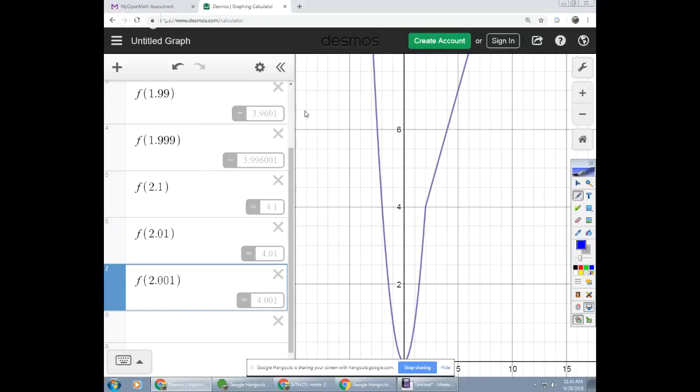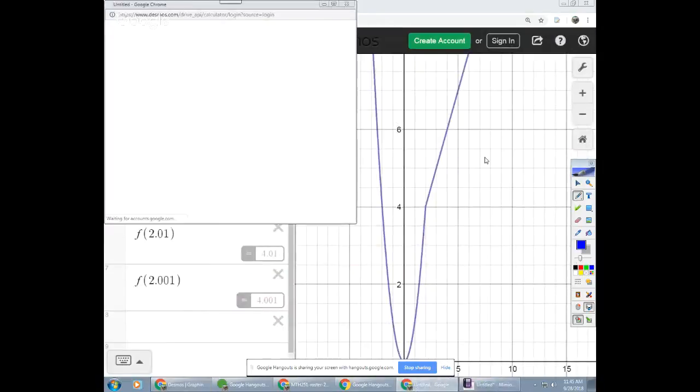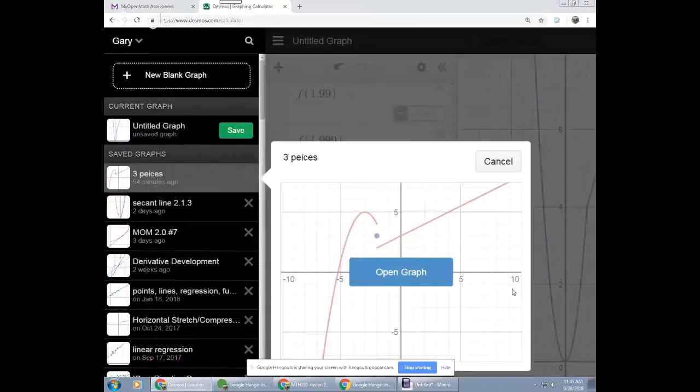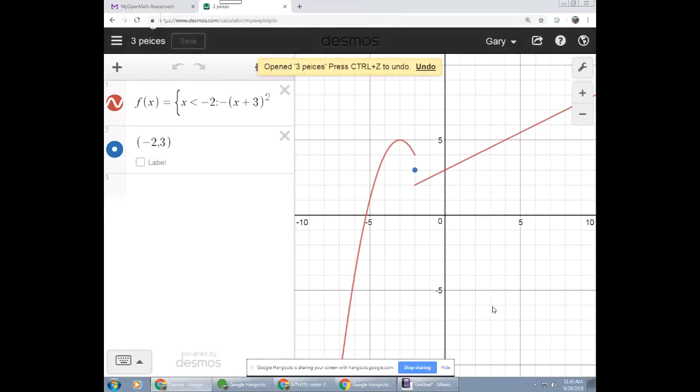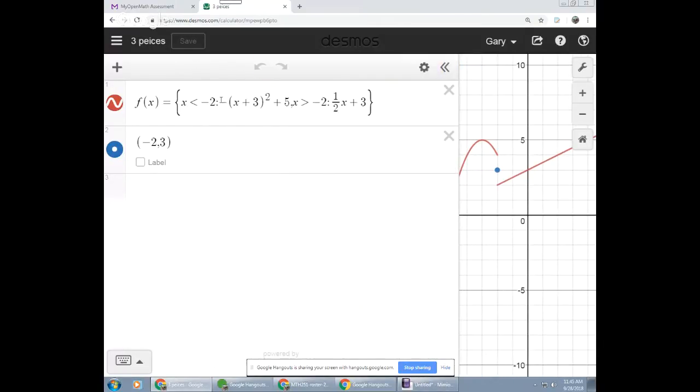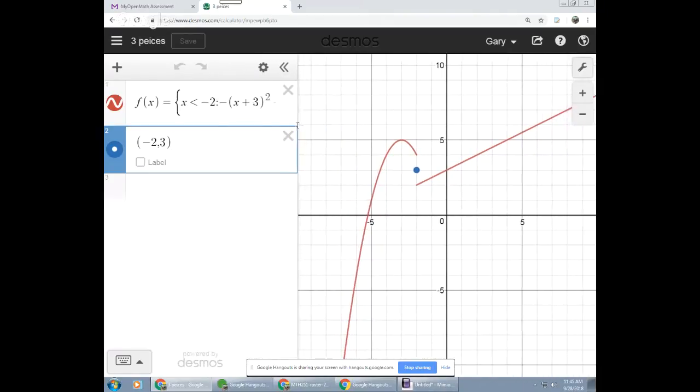So I'll just give you another example of that. Let's see, remember what I did. Three pieces, okay. So here's one I did earlier today. What I told it to do was to graph a parabola if x was less than -2, and you can see my chunk of a parabola there, and if x was greater than -2, I said graph this line. And then I just plotted this point in the middle. That's going to be part of this function too, but I couldn't get it to graph a function and a point all on the same thing.